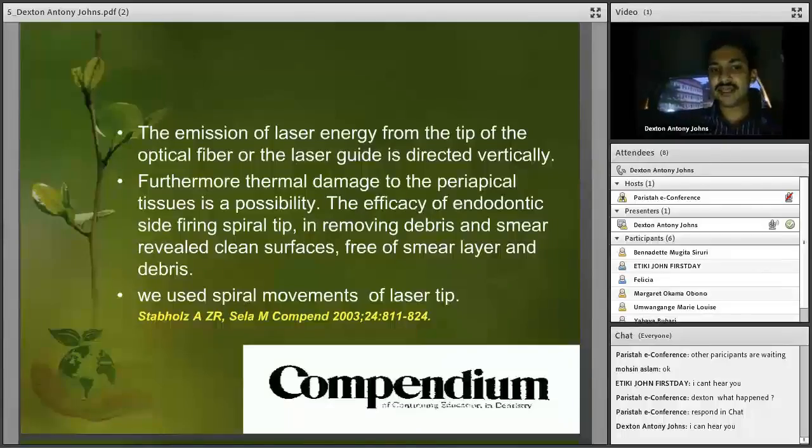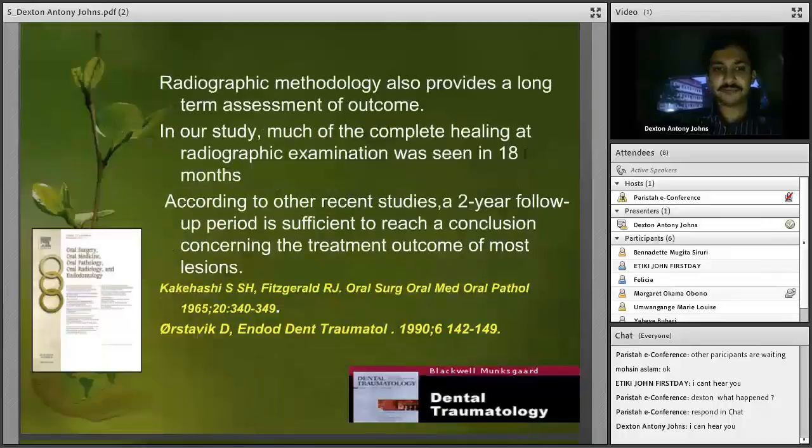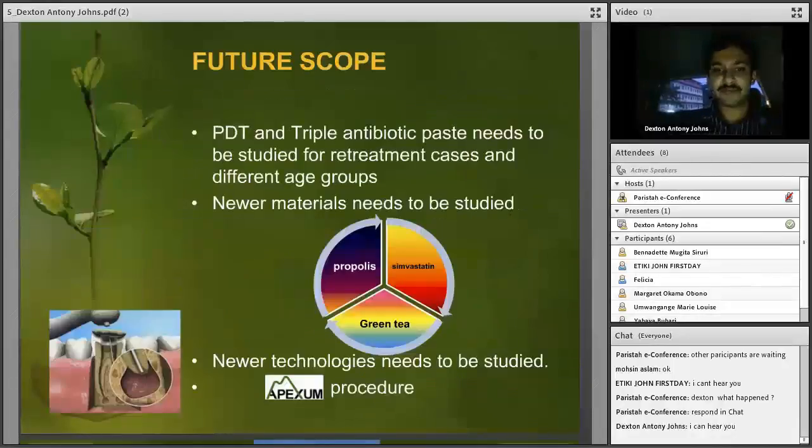The side-firing spiral tip was effective in removing the debris and smear layer, which helped in a more effective action of the laser tip. The radiographic method was employed by the long cone technique, and the healing outcome was measured at 18 months. 18 months was considered because most follow-up studies consider 2 years as very good conclusive data.